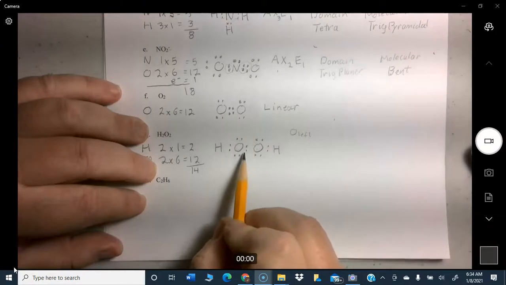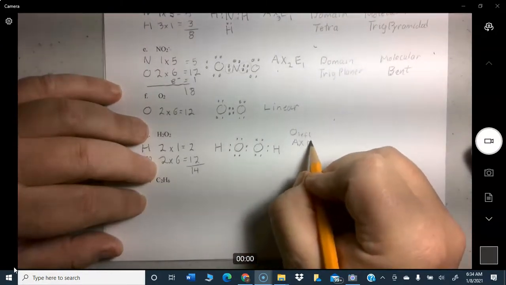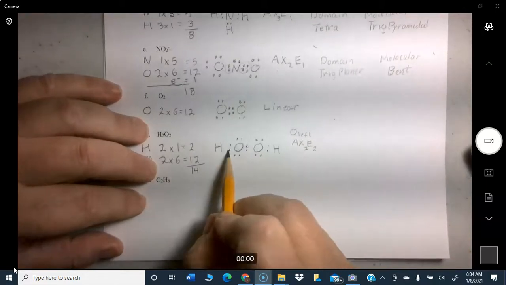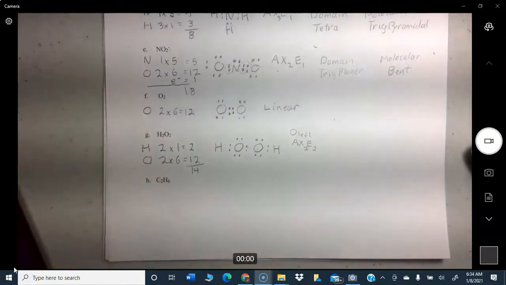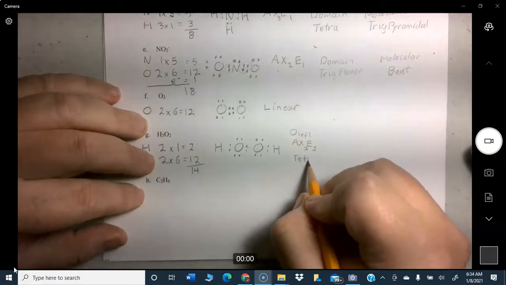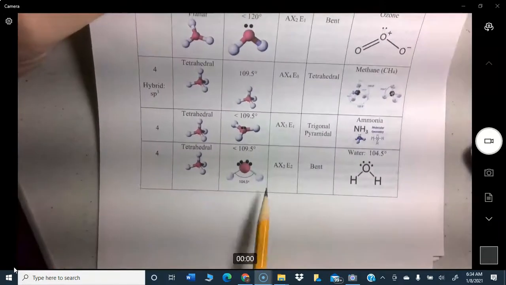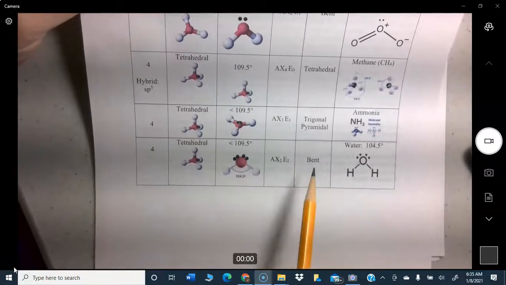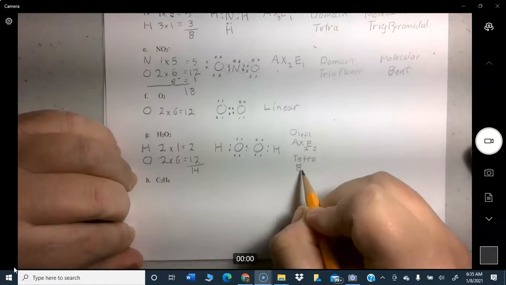And what that's going to be is an AX2E2. It has 2 bonding domains and 2 lone pair domains, a total of 4 electron domains. That means it's going to be tetrahedral family. I'm going to start abbreviating that just tetra. And if we come down, it has the same shape as water. AX2E2 is bent. So that's going to be tetra and it's going to be bent.